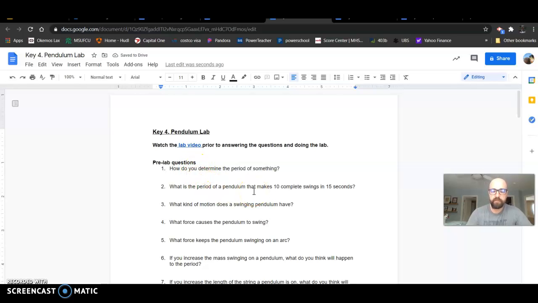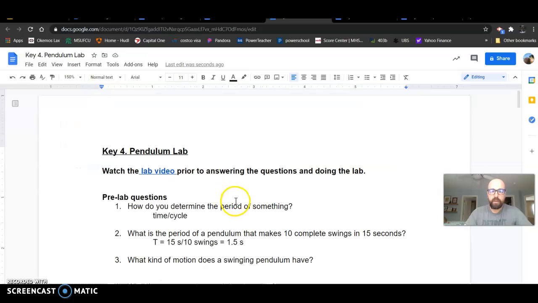Determining the period of something is the time per cycle or wave, whatever it is. So it's the time versus the number of cycles. In the second one, where you had to figure out the period of a pendulum that makes 10 complete swings in 15 seconds, the period, T is the symbol for that, is going to be time, 15 seconds, divided by 10 swings. So 15 divided by 10 is 1.5 seconds per swing, or a cycle. So doing that.